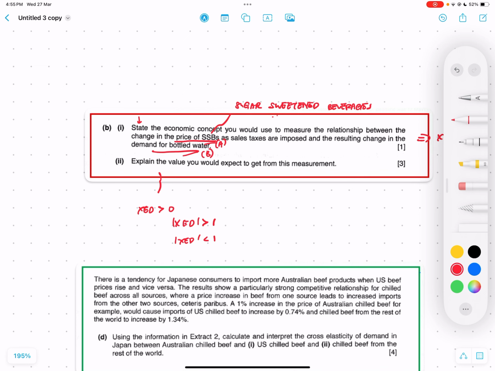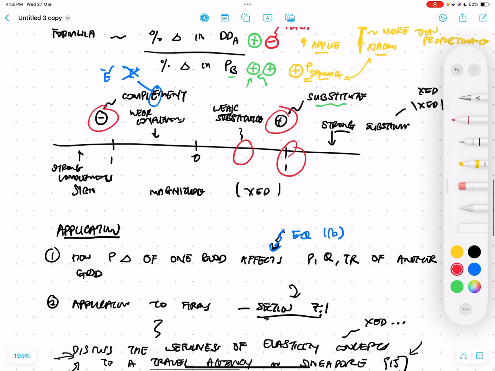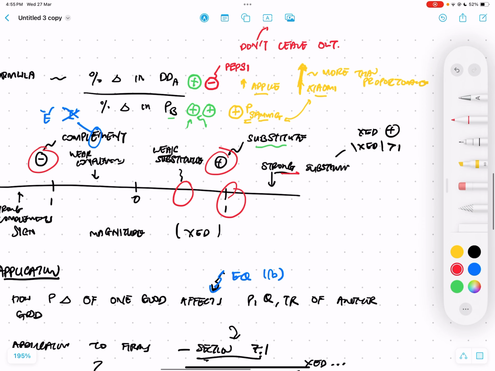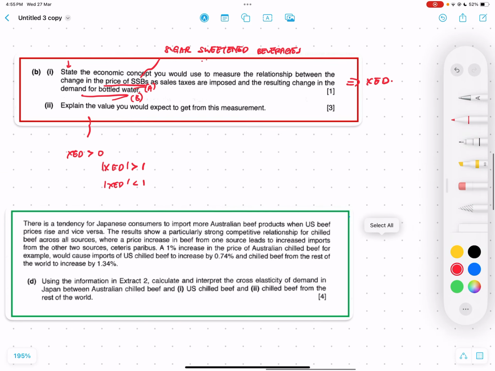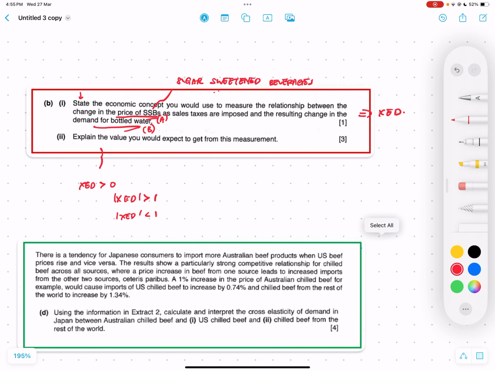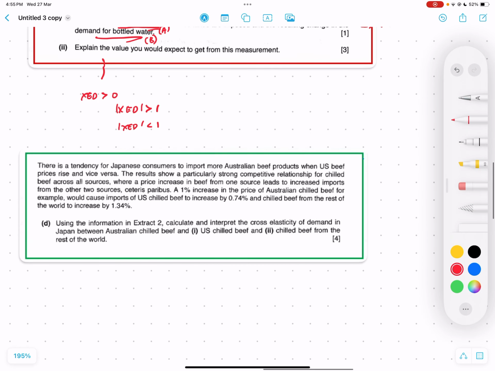Okay, then of course you got to know the factors lah. The factors is that if it's a strong substitute, it's more than 1. If it's a weak substitute, then it's between 0 and 1. Okay, so that's that. So you can pause and copy that. Okay, I won't pause for you.